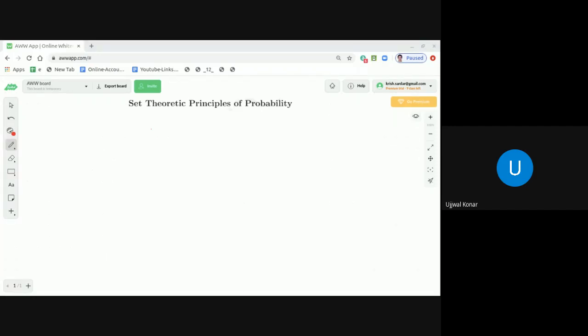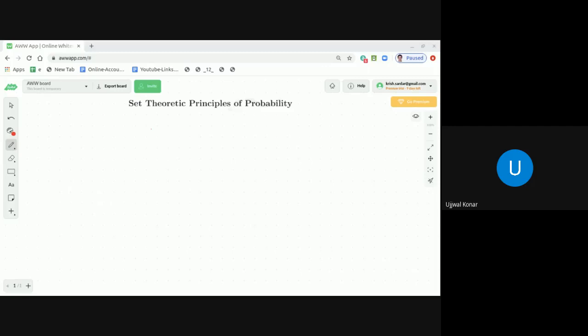we will discuss the set theoretic principles of probability. So here, with respect to the sample space S, we take two events A and B, and we view these two events as sets. So what does it mean?